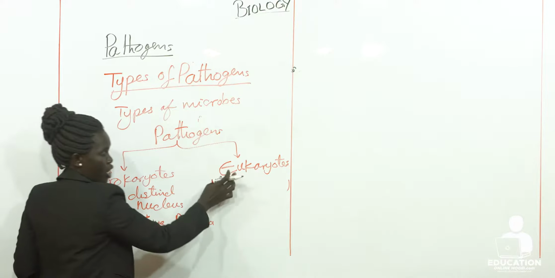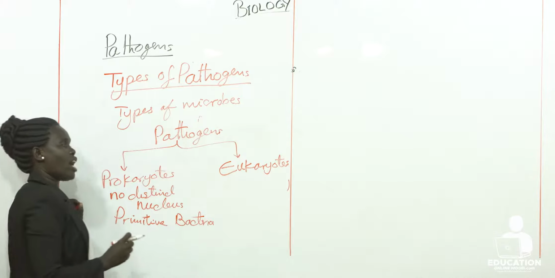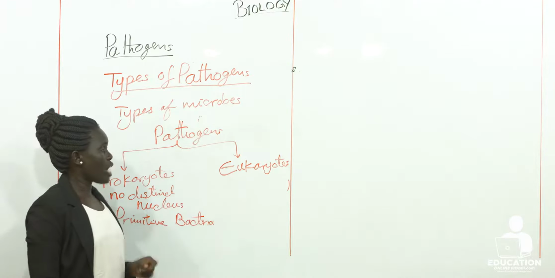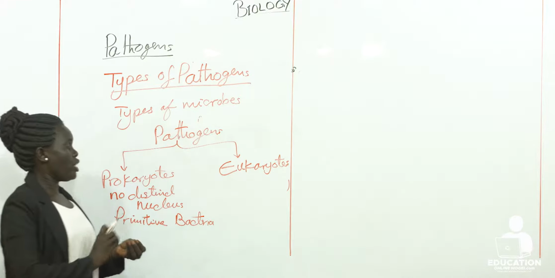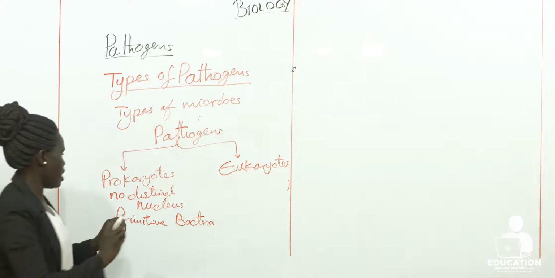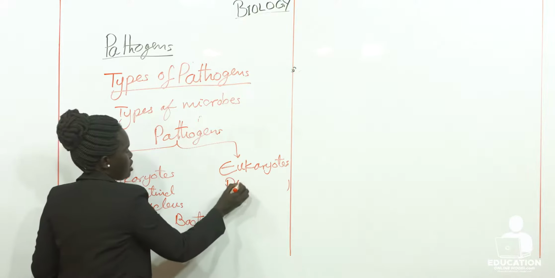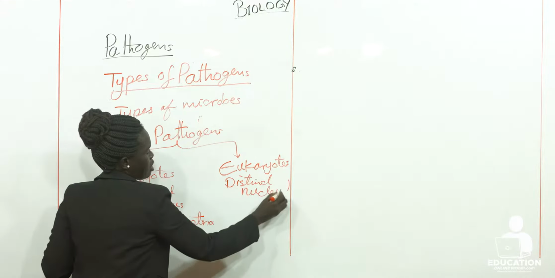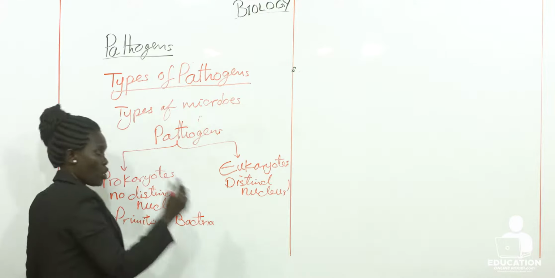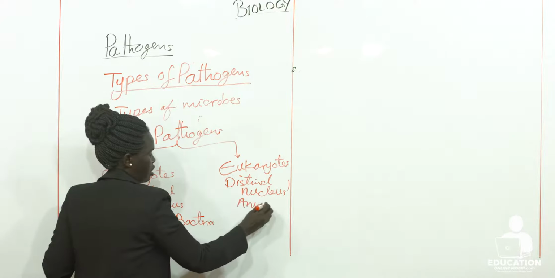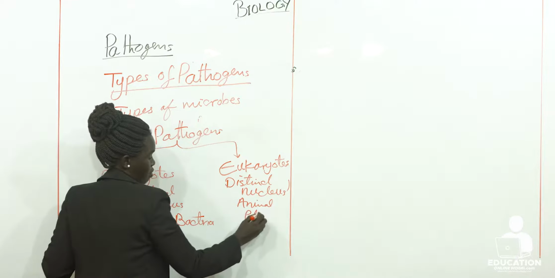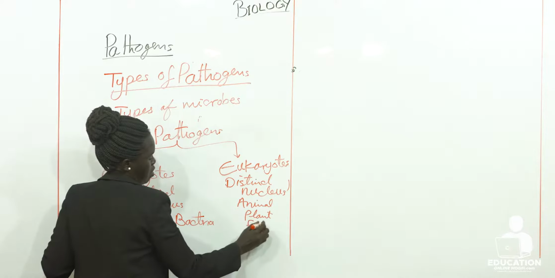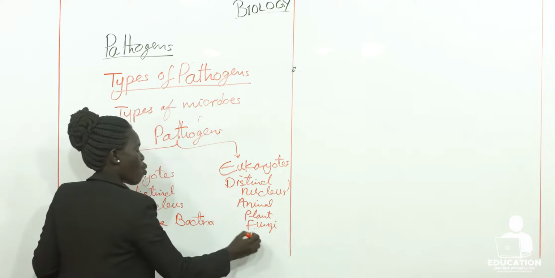While eukaryotes, their cells are known as eukaryotic cells. These are the living organisms whose cells have a distinct nucleus. Examples are animal cells, plant cells, and fungi. We even have worms here.